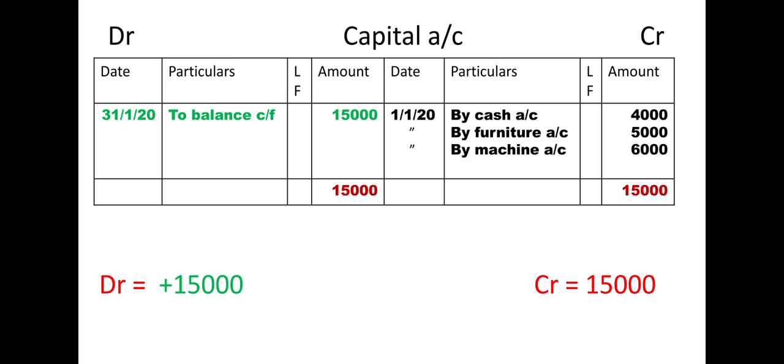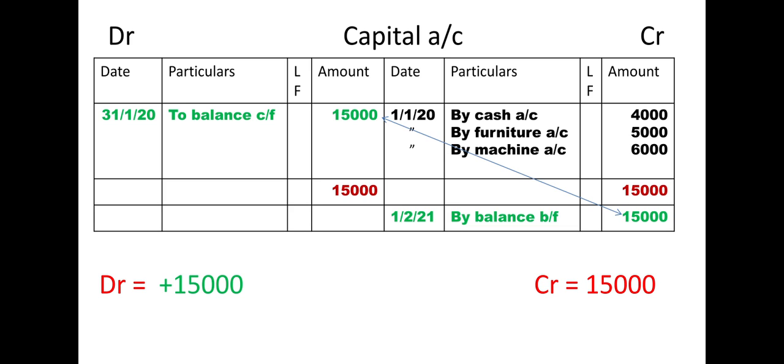Okay, now I have to transfer the balance to the next month. After January it is February. So the answer of January will become the starting of February. Okay, so at the starting of February we have to start with 15,000. Yes, so see, I have transferred the answer of January into the next month.